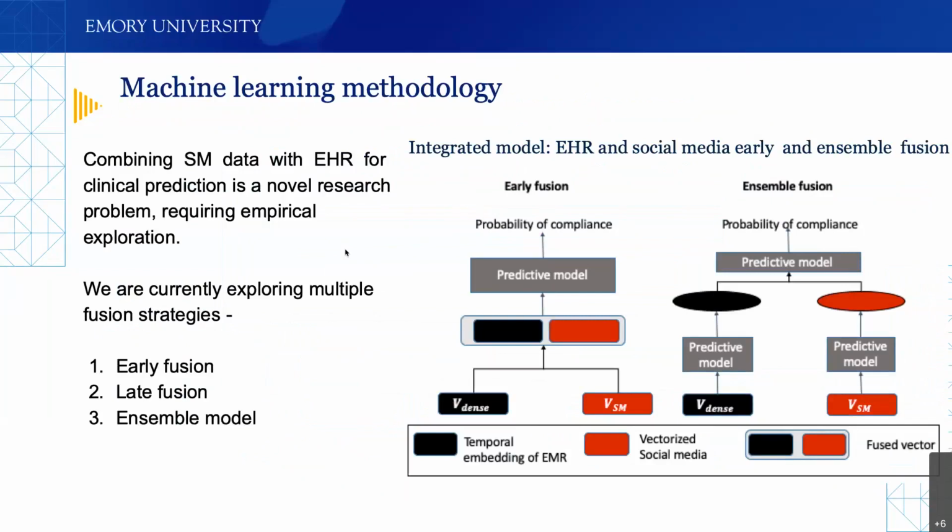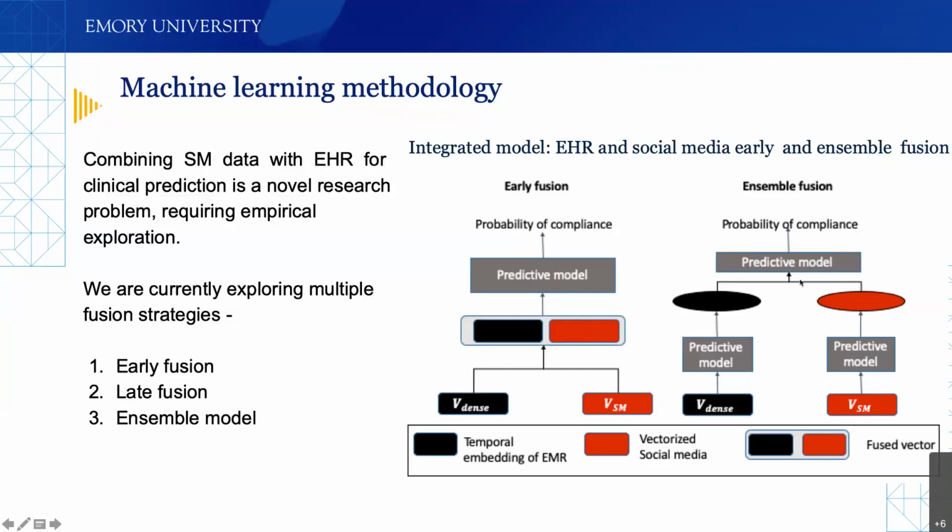We are currently exploring multiple fusion strategies with this kind of model, where we have a vector representation of the EHR and a vector representation of the Twitter data. We are doing early fusion, where we merge these two vectors together and then run a predictive model on top of that. Then we are also doing ensemble fusion, where we have two different predictive models that each predict a score.